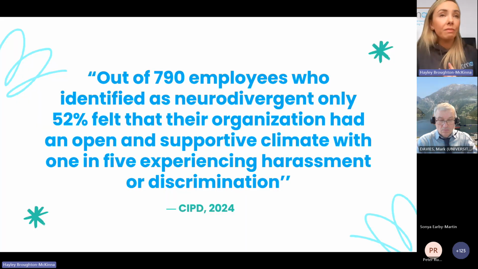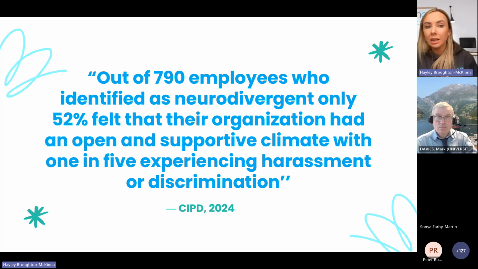So there's quite a lot of studies now. Unfortunately, the research in this area is growing. So we're going to have better and better understanding as time passes, hopefully. But CIPD found that out of 790 employees who identified as neurodivergent, only 52% of them felt that their organisation had an open and supportive climate. 1 in 5 experienced harassment and discrimination.